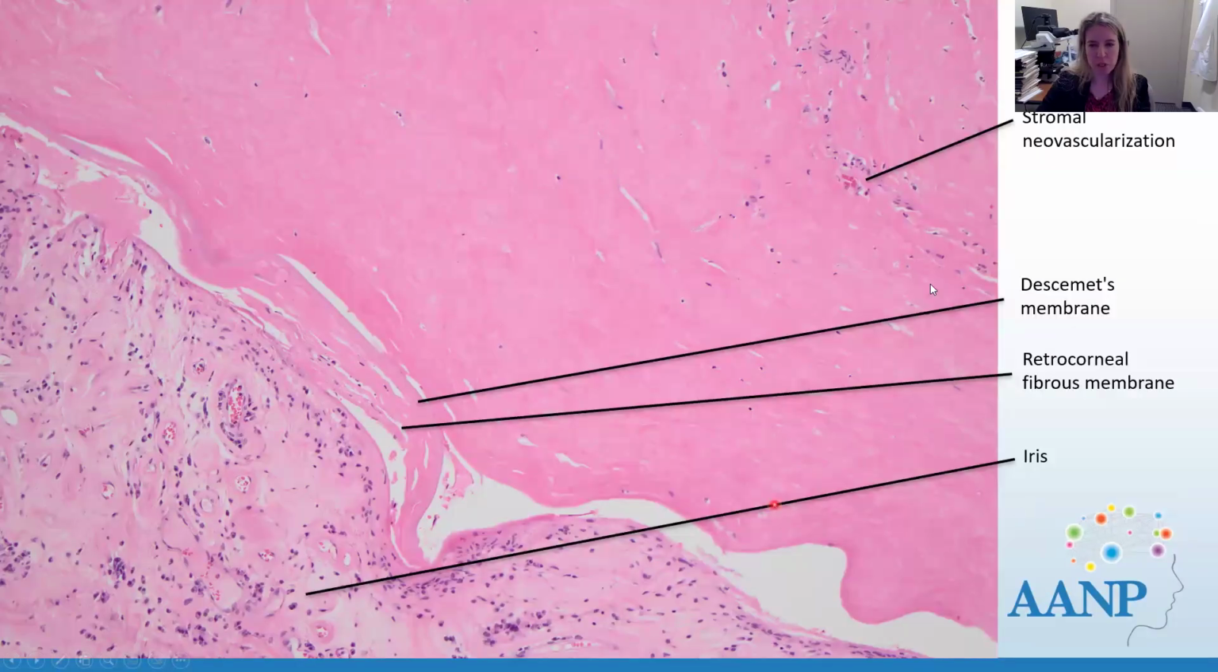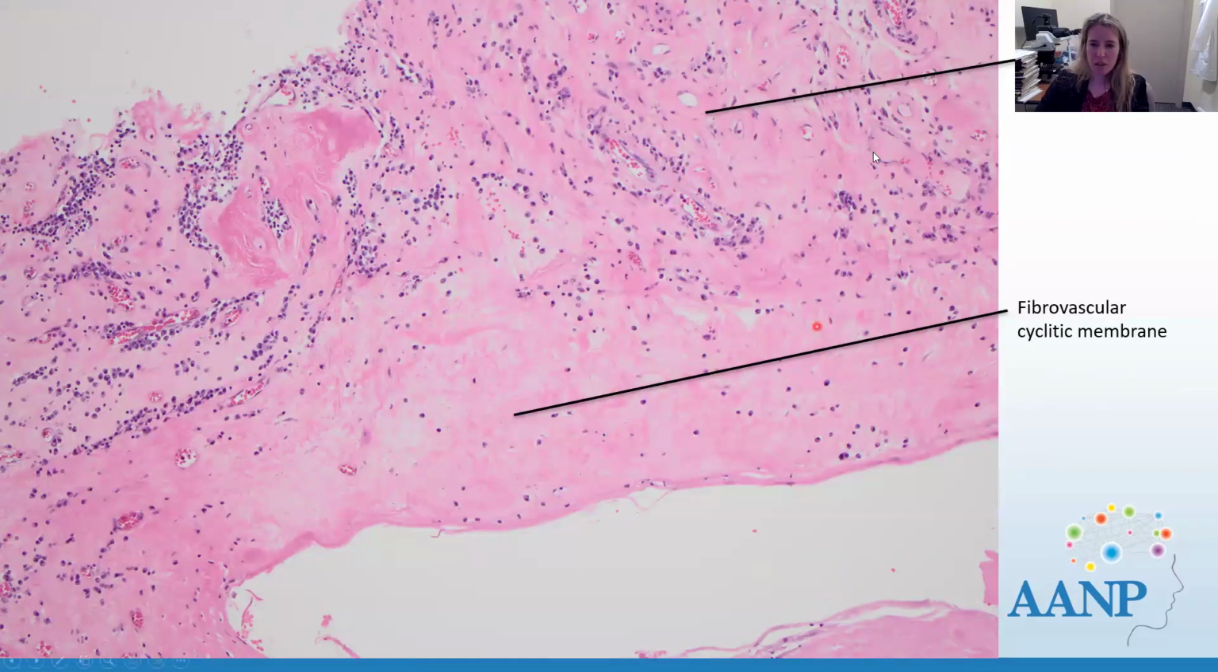Zooming in towards the posterior aspect of it, there's some corneal stromal neovascularization. Descemet's membrane here has a retrocorneal fibrous membrane that's actually causing some adhesions to the iris. Those are called anterior synechiae. And this is iris here. You can recognize it's iris because it has these thick-walled vessels, which is very typical for iris. There's also some inflammation here.